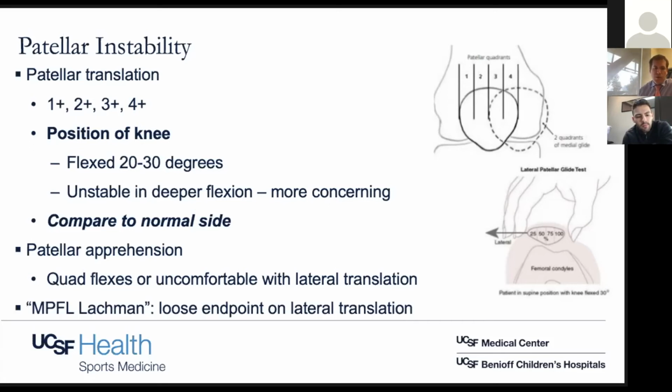And then one thing Dr. Allen talked about the most is the MPFL Lachman. Similar to the ACL, where we're looking for an endpoint, this is where we're translating the kneecap. Sometimes you can translate it 2 quadrants, but there's just nothing at the end, it just feels loose. That can be a suggestion that the MPFL complex is incompetent.